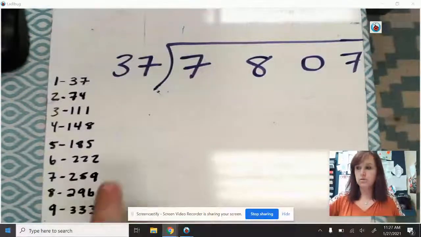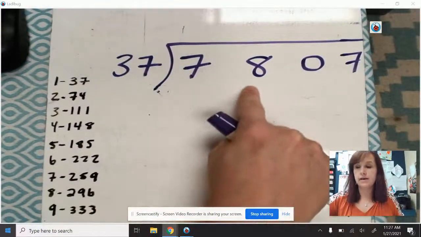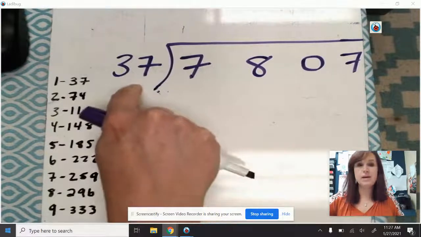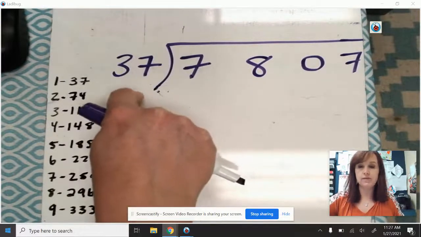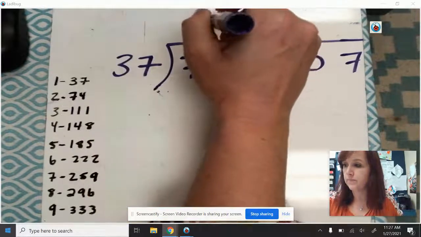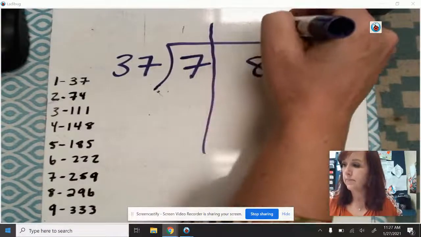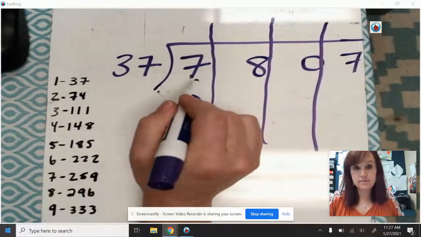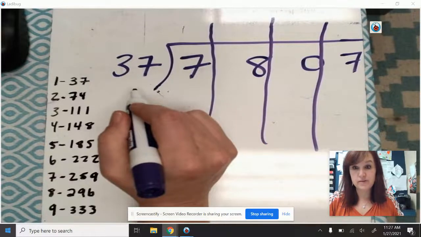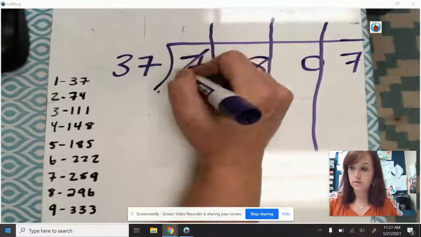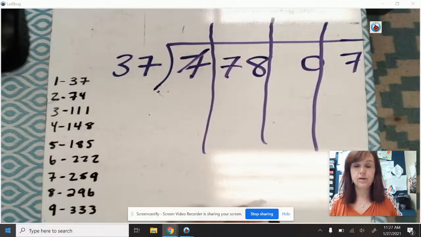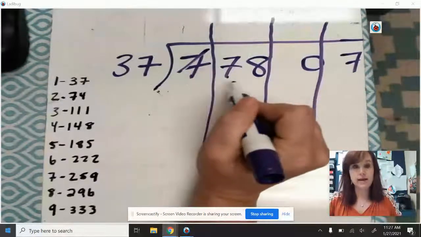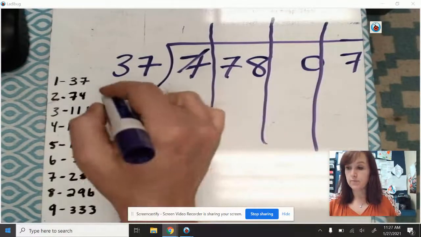So we're starting with 7,807. We're splitting it up into 37 groups. We're giving it to 37 different people. I've got 7. Can I split that with 37 people? No. I'm shifting it over. Now I have 78. Can I split that with 37 people?